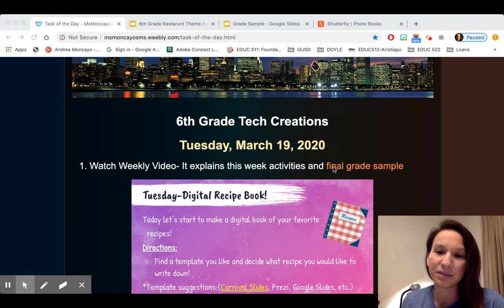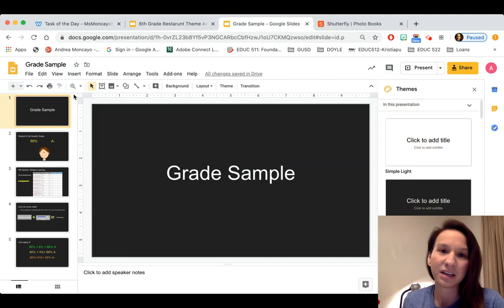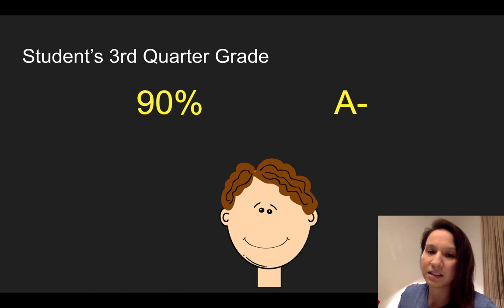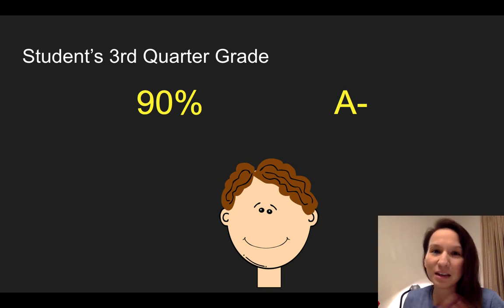You can also find it on my website where it says final grade sample, but I already have it loaded. So I'm going to walk you through the grade sample. Here's a student who in third quarter had 90%, an A minus. In the grade book and also on the report card, that's what it said. Okay, so think about your third quarter grade. Put it in your head right now. Some of us have an 85%, some of us have a 76%. Whatever that number is, you're going to need that number.